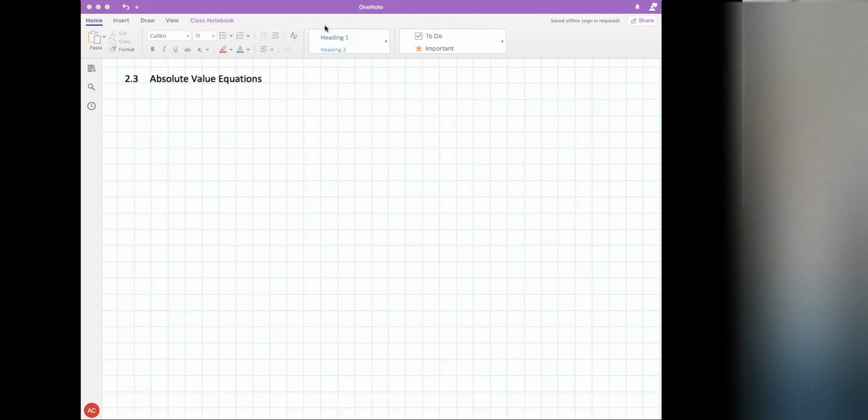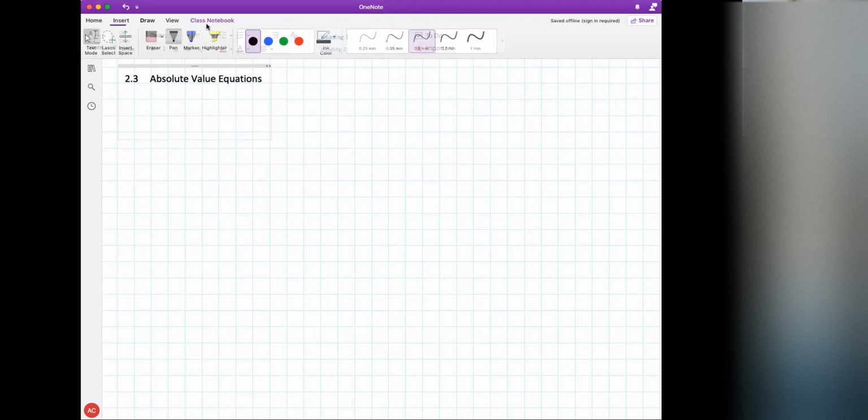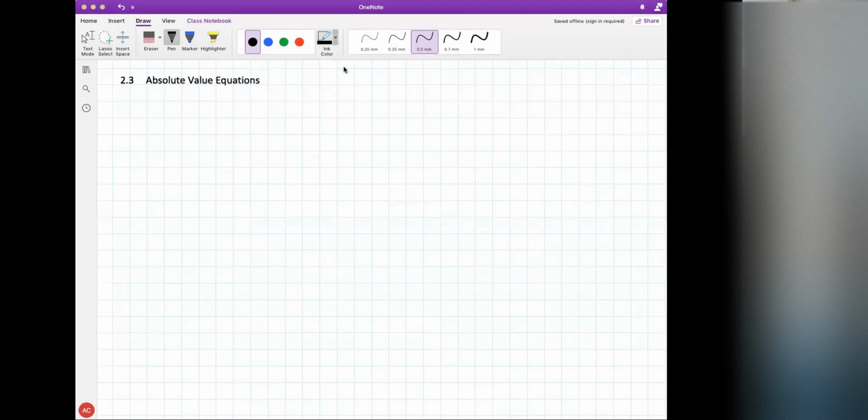Today we're going to talk about another type of equations. Last time we learned how to solve first degree equations. Today I'm going to do something quite similar. We're just going to add something to it. We're going to talk about what we call absolute value equations.